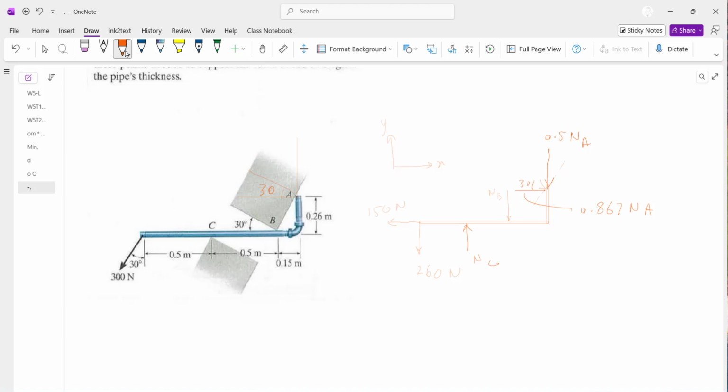How can we start with this problem? I think the best start is imposing the net forces in the direction of x equal to 0, because if I do that, the condition has only one unknown: plus 0.867 NA equal to 0, and therefore NA is 150 divided by cosine 30.